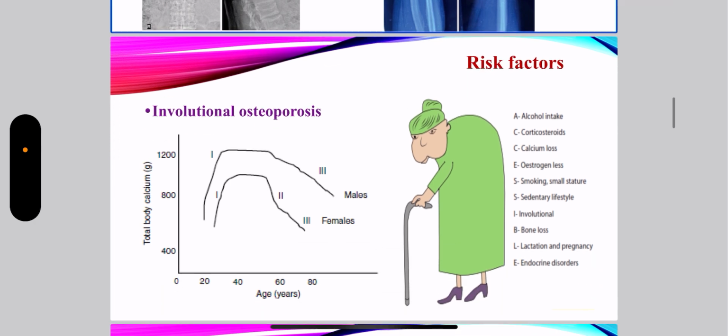Now about the risk factors for osteoporosis. You can see this mnemonic pattern. So it is very easy to memorize all the risk factors. First is excessive alcohol consumption, consumption of corticosteroids, loss of calcium, whenever there is less estrogen.